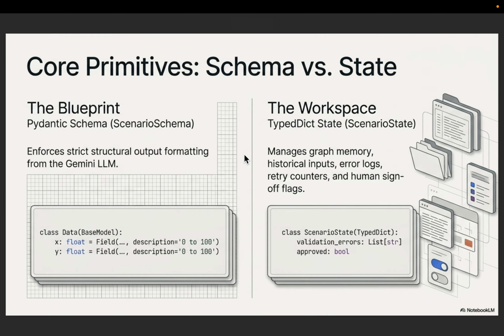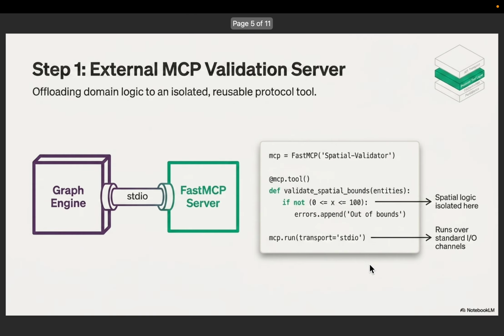As discussed previously, what I was telling about this Pydantic schema: whatever data you're going to get from the Gemini LLM, it makes sure that the Gemini LLM follows the same format. This is the use of the scenario schema. And in the workspace, you can see that here we're going to use a TypedDict. This will help us manage the graph memory, historical inputs, and error logs. And this is going to be used via the scenario state. You can see it in the description given here.